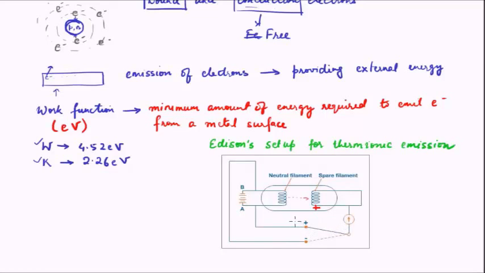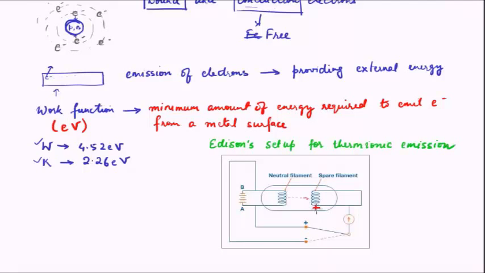Okay, a point to note here is that at that time when the experiment was carried out, the concept of the electron did not exist. We did not know that the electron actually exists. What Edison concluded was that some negatively charged particle is being emitted. Okay, because only then it is attracted to the positive terminal.